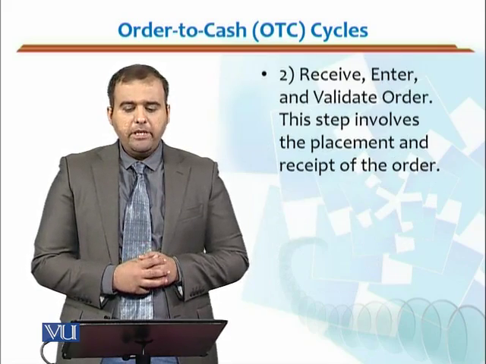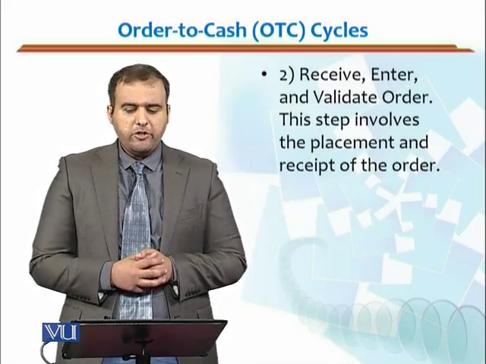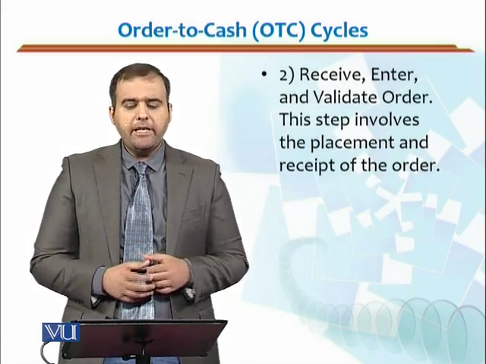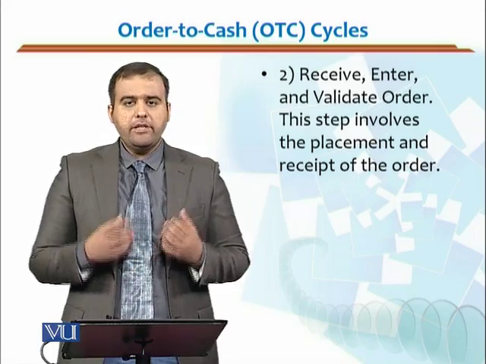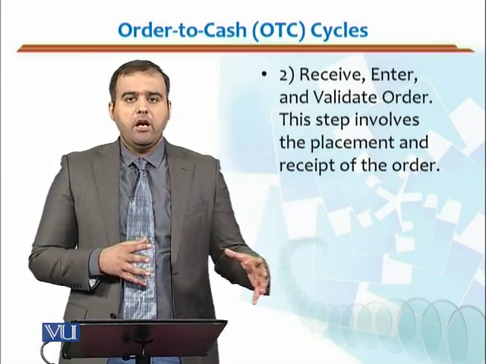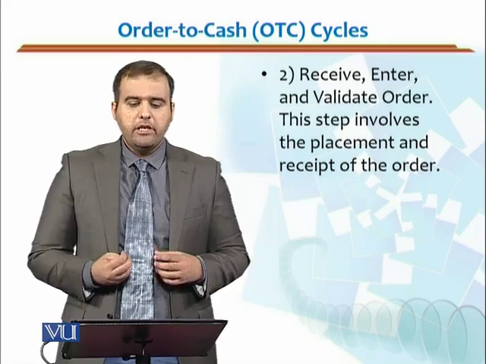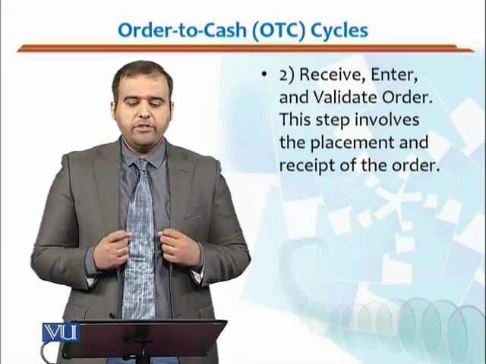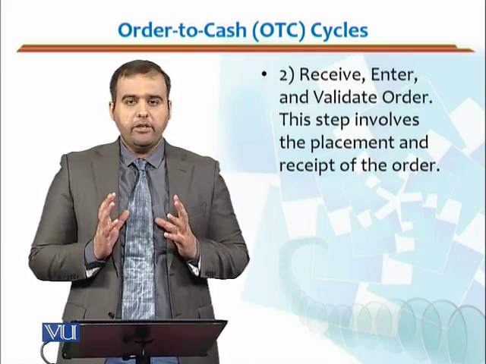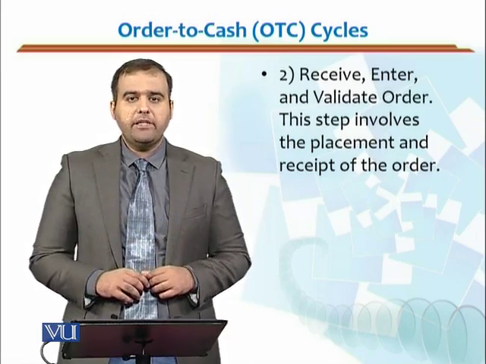Then the second one would be to receive, enter, and validate order. That is actually the order confirmation. This step involves the placement and receipt of the order. Here the organization will actually say that, let's say I have 50 inquiries with me, out of which 20 have matured. When they say it has matured, they are actually talking about that we have received, entered, and validated the order. The order receipt is with us. The order has been confirmed by the customer.